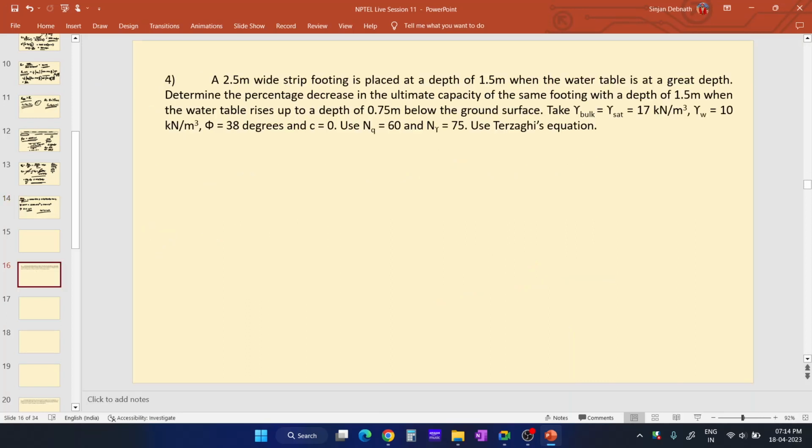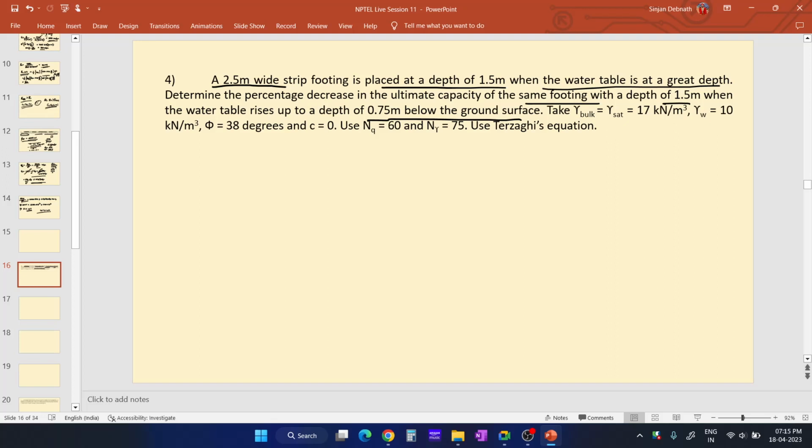So this is the next problem, problem number 4. Let me read out the problem once. A 2.5-meter wide strip footing is placed at a depth of 1.5 meter when the water table is at a great depth. Determine the percentage decrease in the ultimate capacity of the same footing with a depth of 1.5 meter when the water table rises up to a depth of 0.75 below the ground surface.